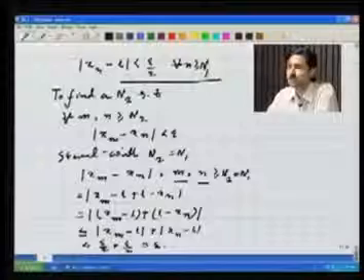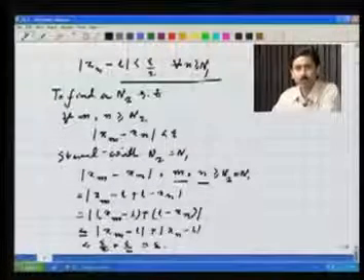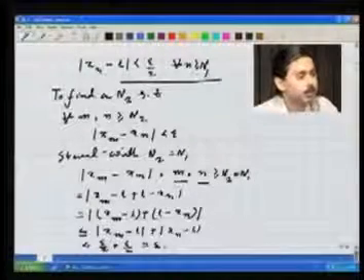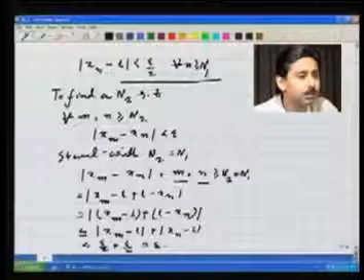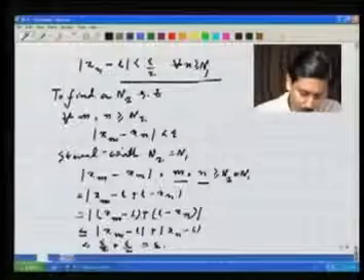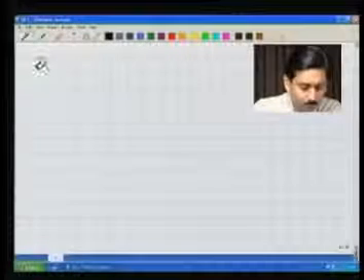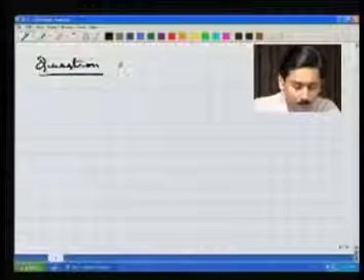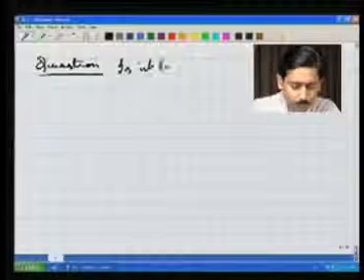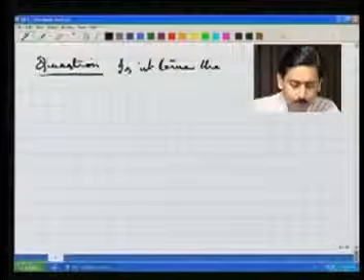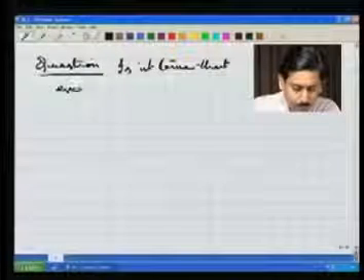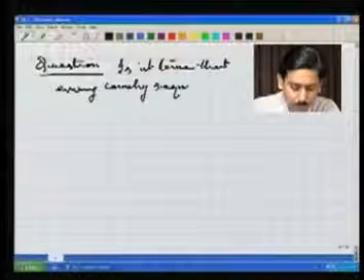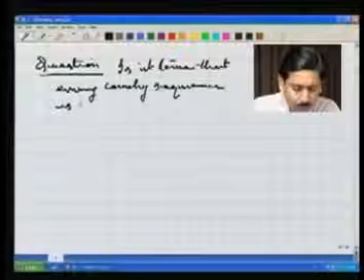So one way it is very clear now that the set of all convergent sequences is actually contained in the set of all Cauchy sequences. The question now is about the converse. Is it true that every Cauchy sequence is convergent? So that is the question we are going to address now.